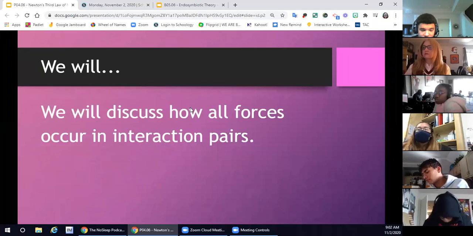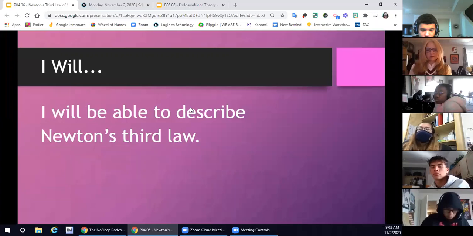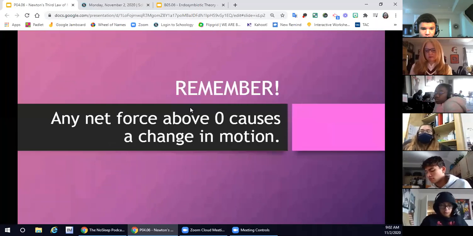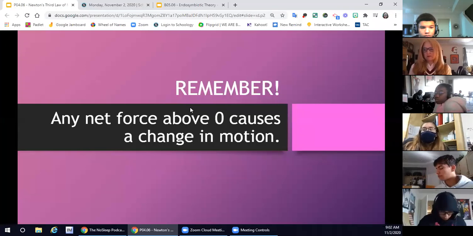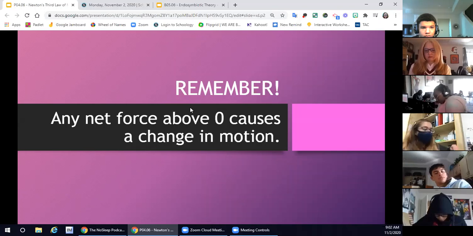So today we're going to discuss how all forces occur in interaction pairs, and you're going to be able to describe Newton's third law. All right, so we talked about net force before. That's the total force. Anything that's not a zero is going to cause a change in motion. Just keep that in mind for today's lesson. Again, anything that's not a zero is going to have a change in motion.